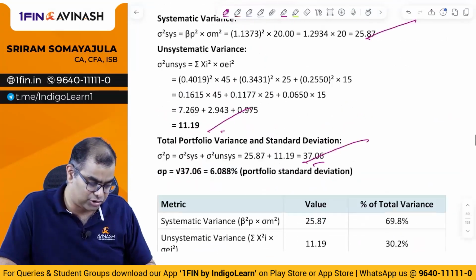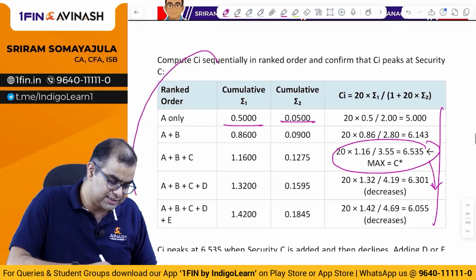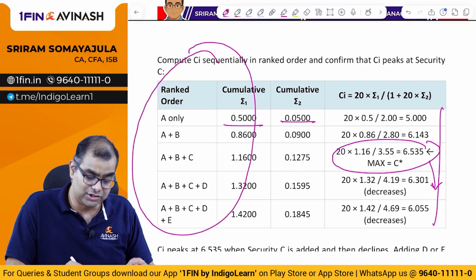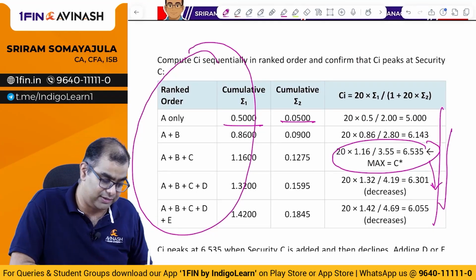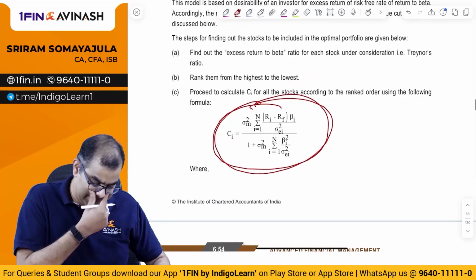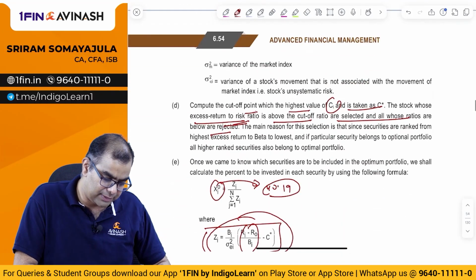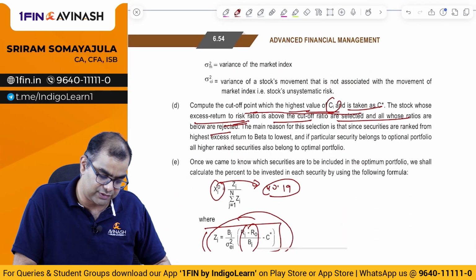And here only one point I wish to highlight to you guys. There is this other working which is even more lengthy. But please note, this other working is also there in the material. I want to show that to you. So here they said, compute the cutoff; its highest value of C_i is taken as C star. The stock whose excess return is above the cutoff is selected and those whose ratios are below are rejected.